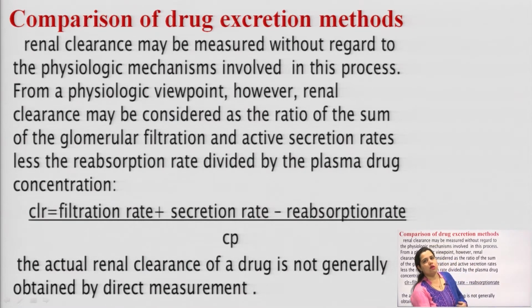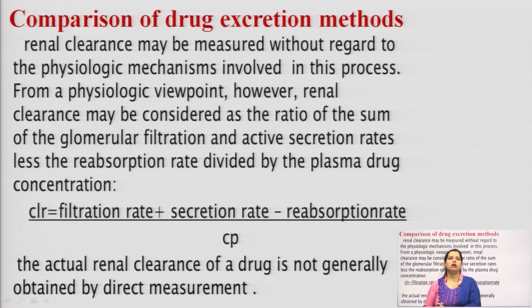Renal clearance may be measured without regard to physiologic mechanism. Basically, we do not find out the mechanism of drug clearance from the body organ or body fluids. We just identify the amount of drug eliminated or cleared per unit of time from the body fluids. So, it involves a physiologic viewpoint.